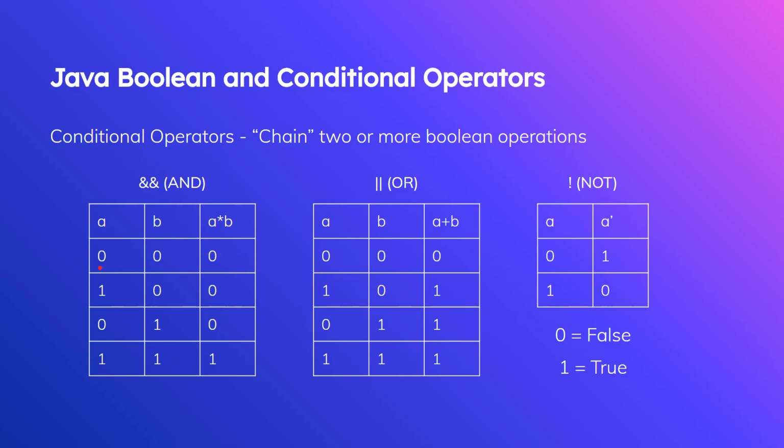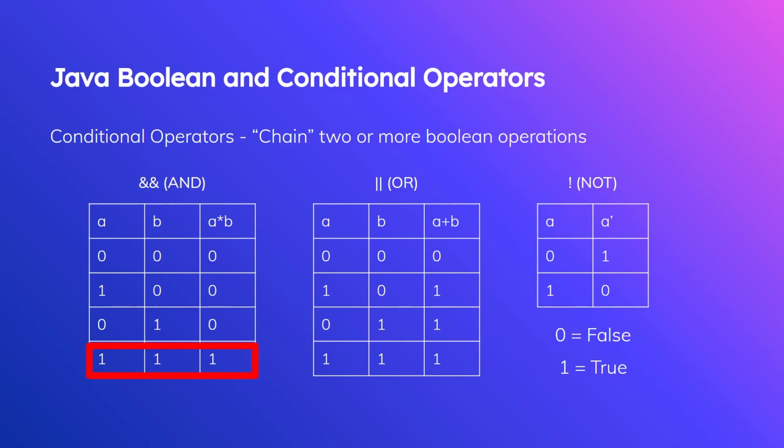For the AND operator, if either A or B has a value of false, then the returned value is going to be false as well. However, if both Boolean A and Boolean B are true, then the end result will also be true. Basically, AND is like: if both are true, then this must be true, else false.